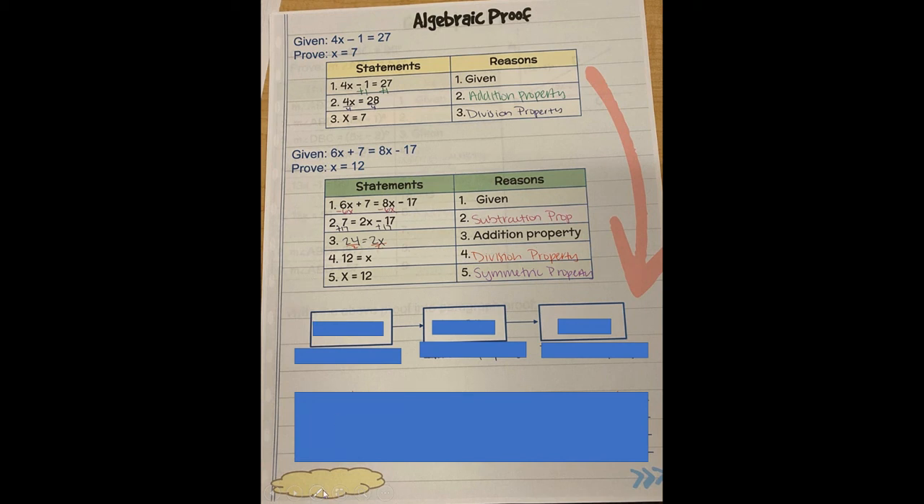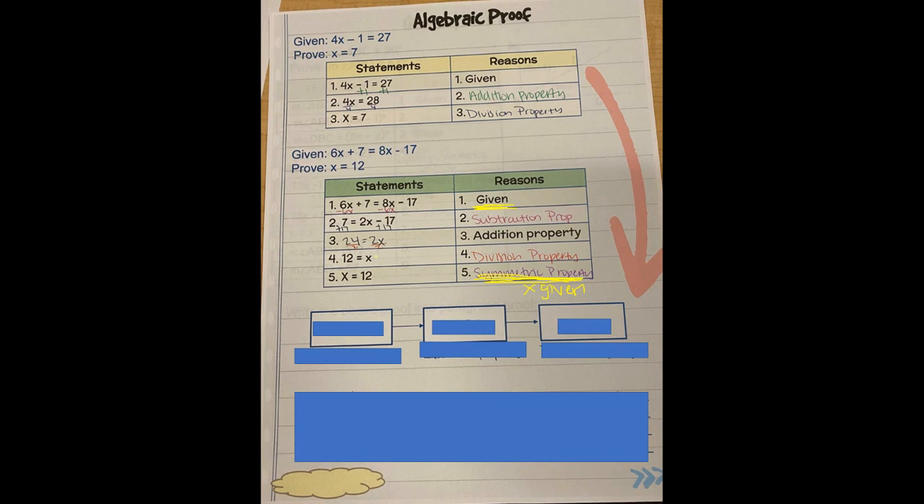Something to note: I said that the first couple of steps were going to be our given, whatever is given to us, and it could be more than one. This final step, the reason is never going to be given. This x equals 12 is not given to us, even though it seems like it, because that's what we're asked to prove. That's not given.